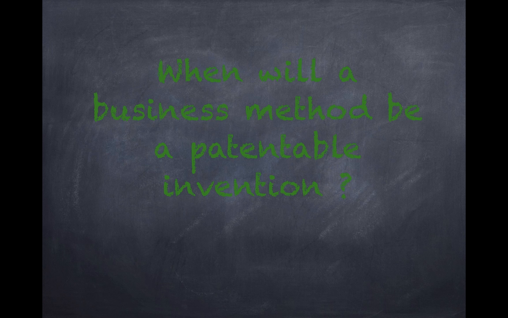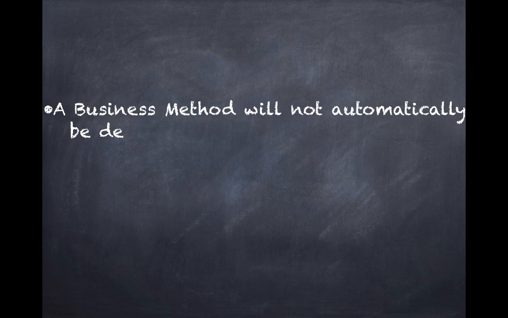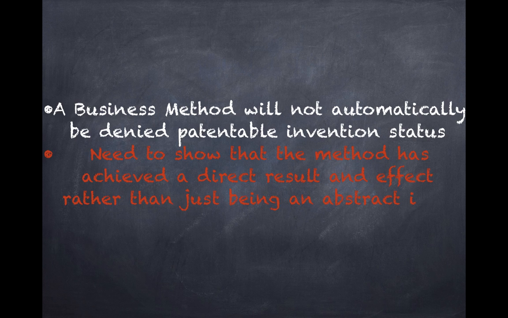It was concluded that in order for a business method to be a patentable invention, it must have an element of physicality, being that the business method produces a direct effect of some sort and a transformation of the information into something rather than just being an abstract idea.